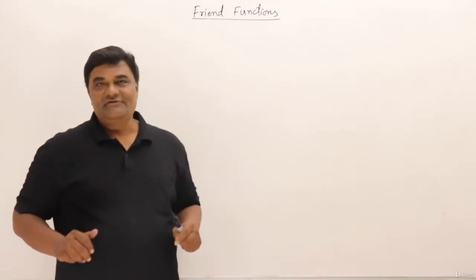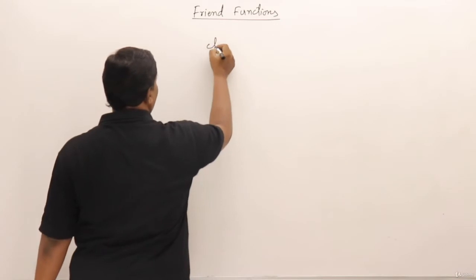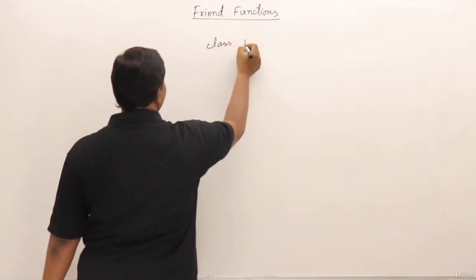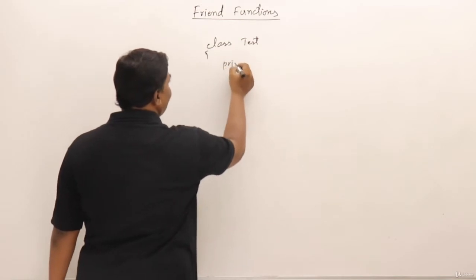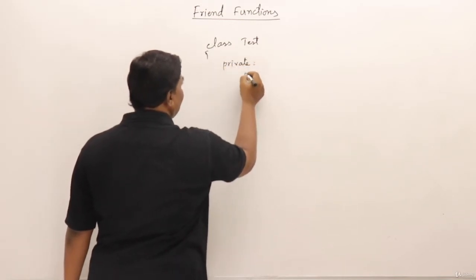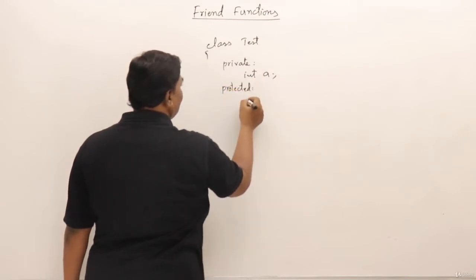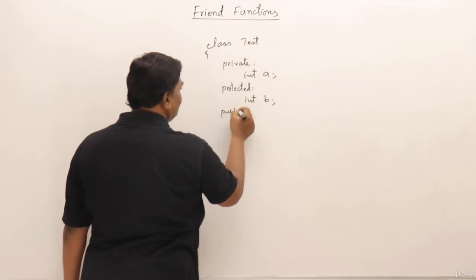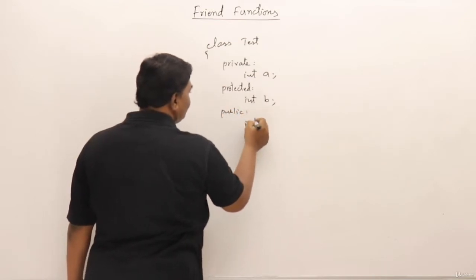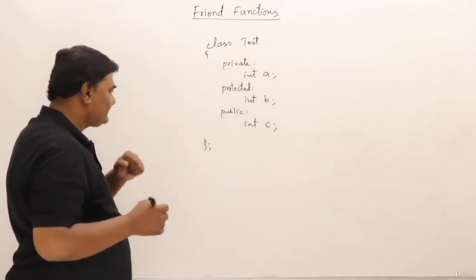Let us look at friend functions. What are these? Let us see. If I have a class, say test, then it is having a private member integer a, a protected member integer b, and a public member integer c. That's it. I will write a simple class.